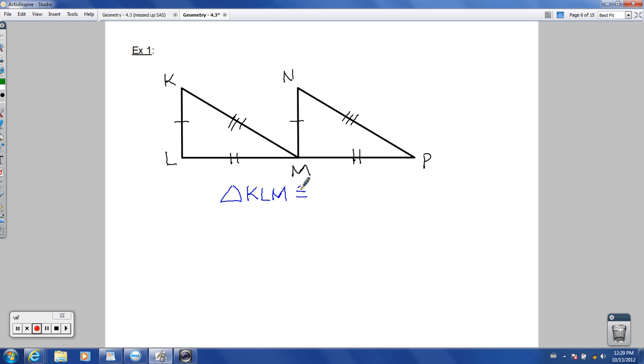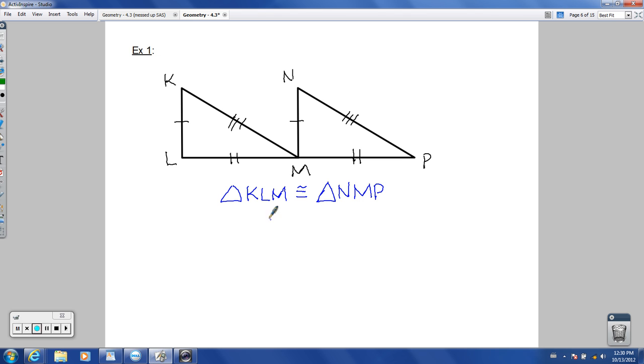If you had to write a congruent statement, you would say triangle KLM is congruent to K matches up with N. L in this triangle matches up with P in this triangle. And then M in this triangle, the left one, matches up with P in the right one. So this would be the congruent statement.